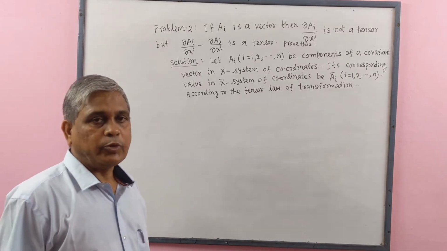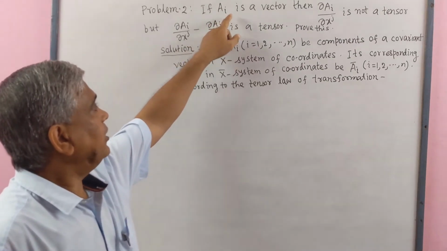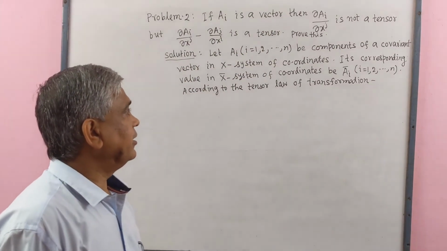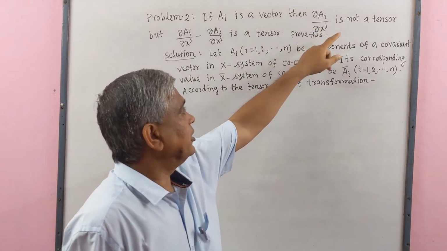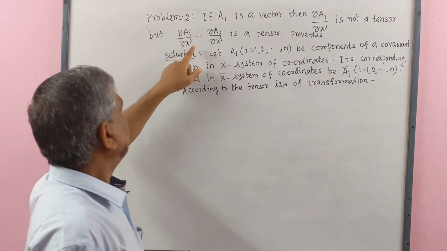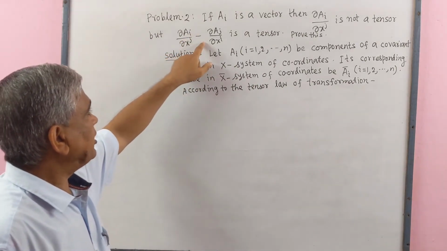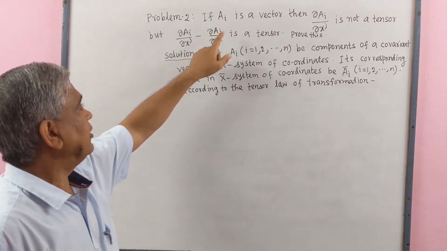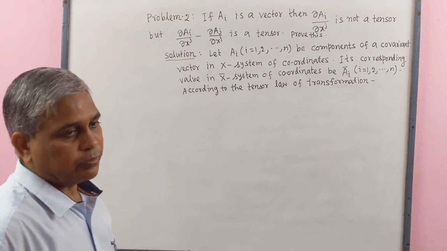Now we solve problem 2. If ai is a vector, then the partial derivative of ai with respect to xj is not a tensor. But the partial derivative of ai with respect to xj minus the partial derivative of aj with respect to xi is a tensor. Prove this.